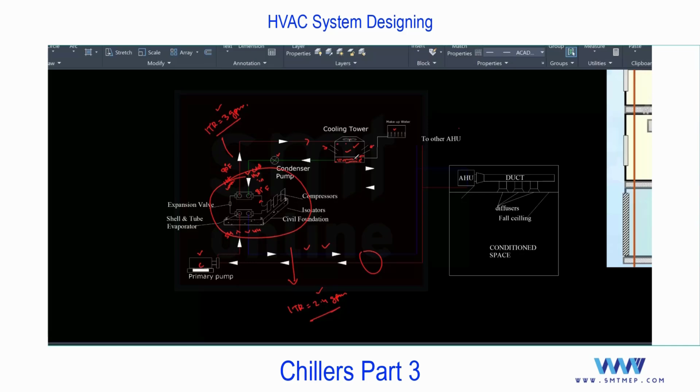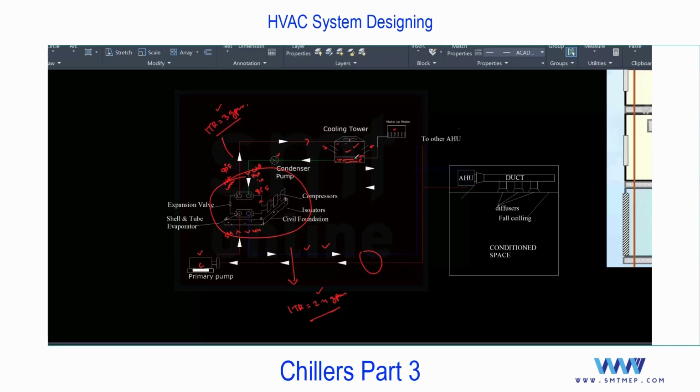Or else in the open area, we cannot place it in closed areas. I'm talking about air cooled. Air cooled we cannot place in closed areas or in an area with limited wind velocity. If you place it on the rooftop or in the open area with high wind velocity, you can expect the efficiency. But under that also we have some condition.